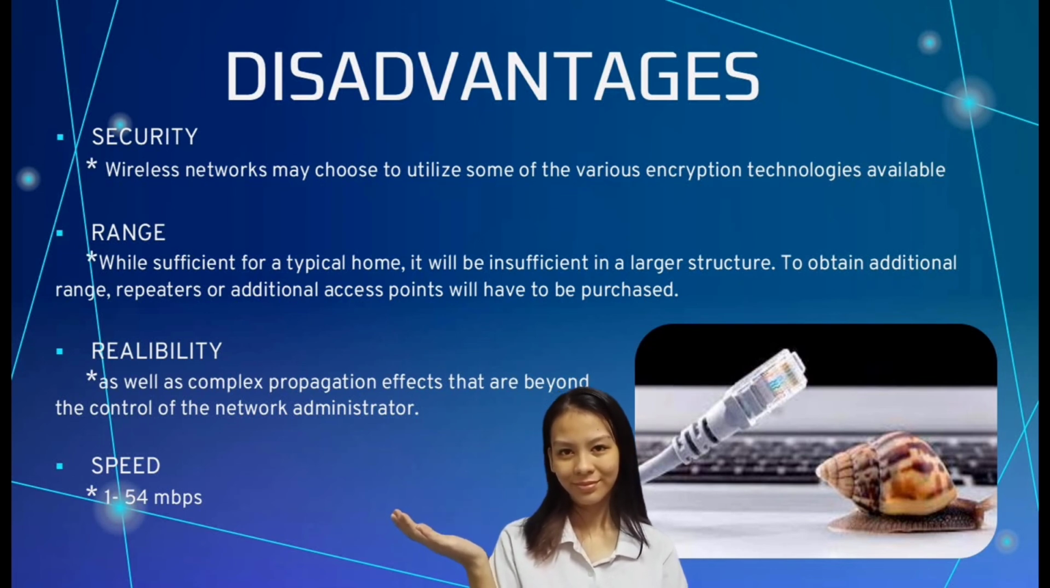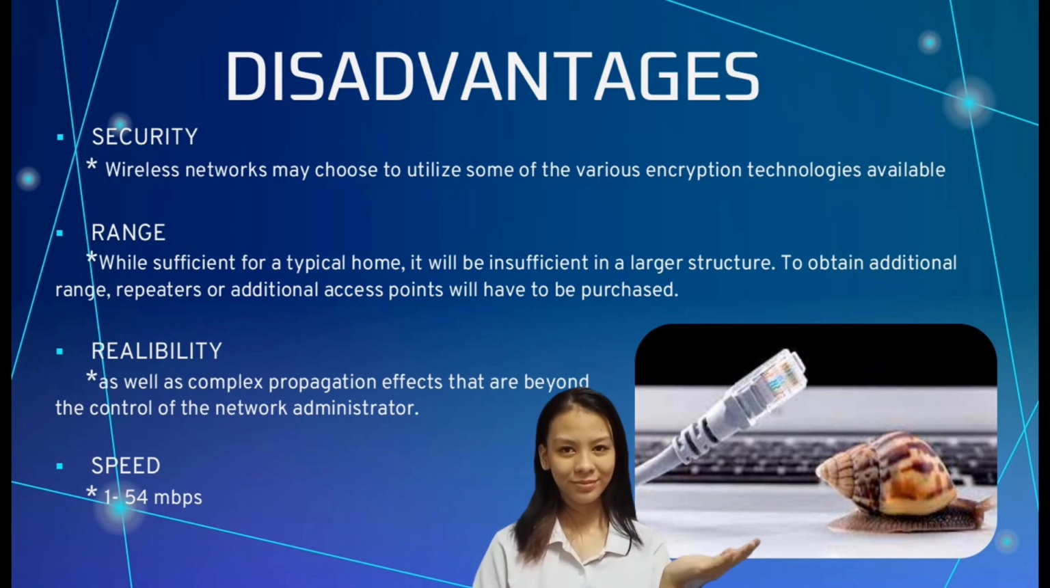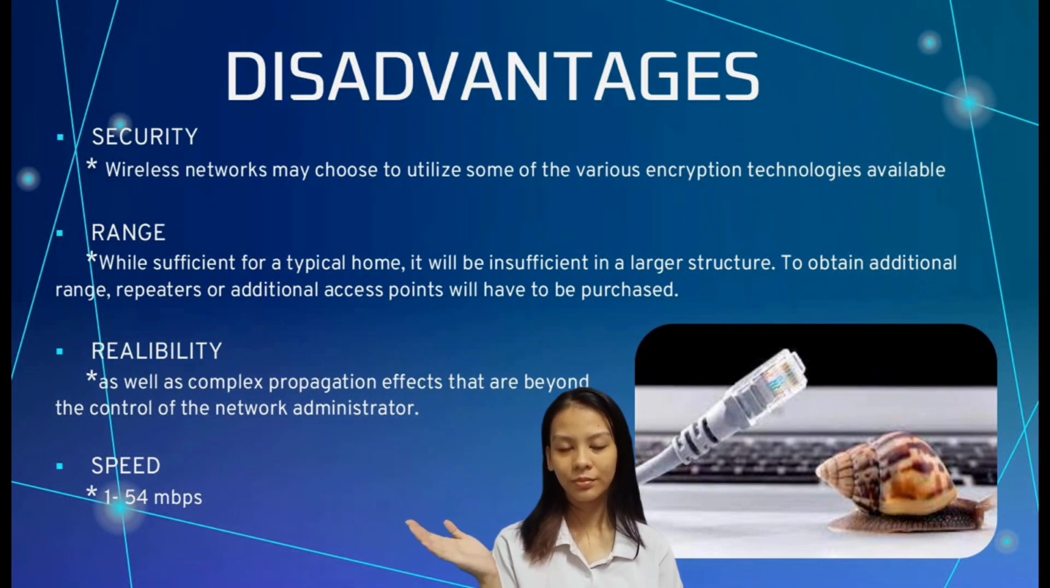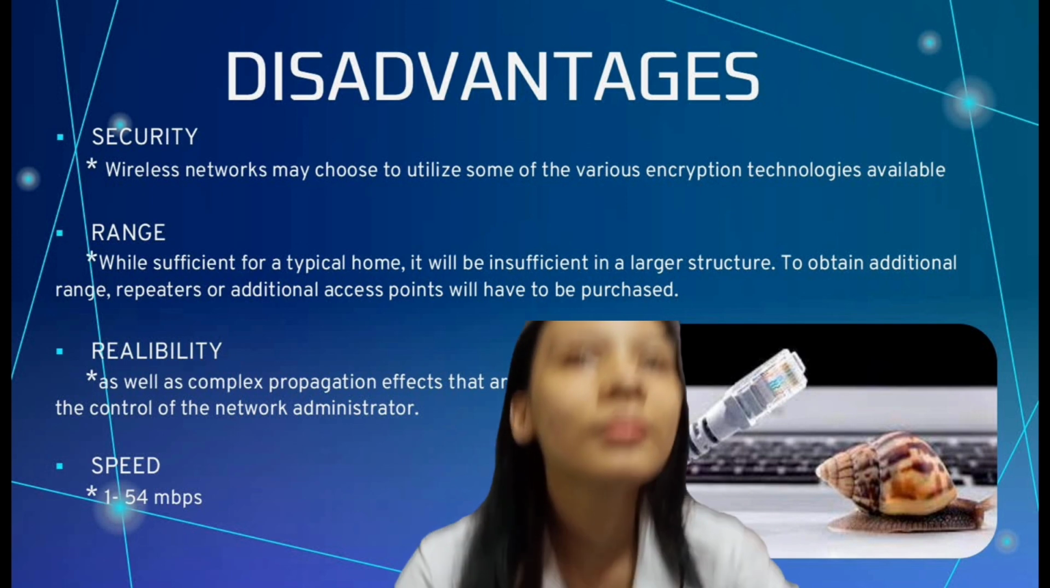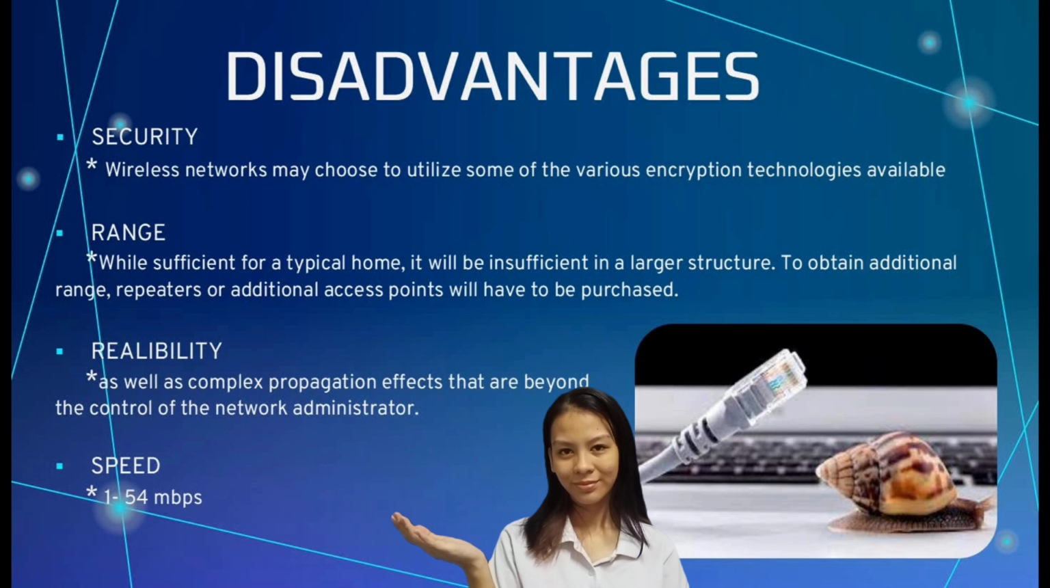For reliability, like any radio frequency transmission, wireless networking signals are subject to a wide variety of interference, as well as complex propagation effects that are beyond the control of the network administrator. Last but not least, for speed, the speed on most wireless networking, typically 1 up to 54 Mbps, is far slower than even the slowest common wired network, like 100 Mbps up to several Gbps. However, in specialized environments, the true output of a network might be necessary.